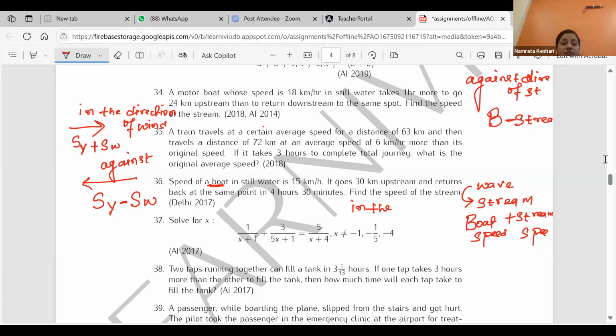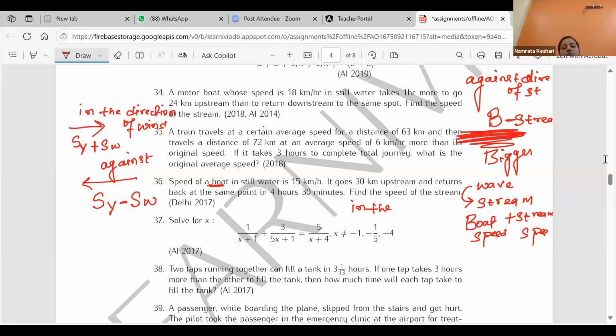In each and every situation, I am writing the boat's speed at first, because even though the stream's speed is working against, still the boat is moving. That means the boat's speed is still bigger, the larger number. Getting it? Yes, ma'am. Okay, so you need to understand these two situations.